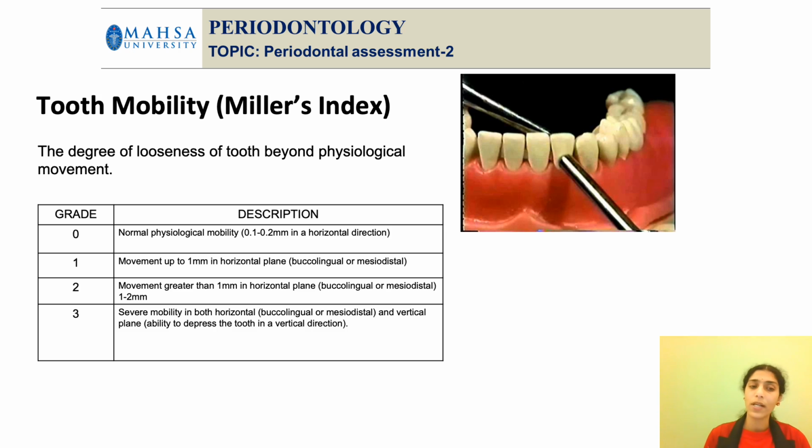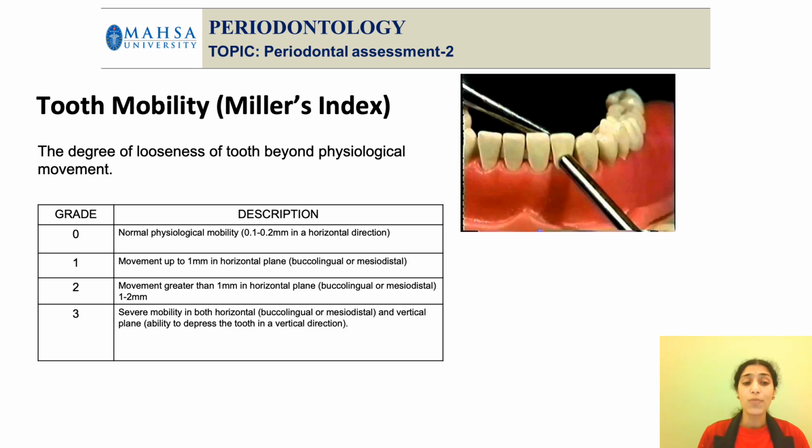It can be graded as 0, 1, 2 and 3. Normal physiological mobility in only the horizontal direction, about 0.1 to 0.2 mm, is considered as grade 0. Even the lower anterior teeth, because they're single-rooted teeth, may have some early morning tooth mobility when they're in hypofunction, because the whole night you are not chewing, so there is no active mastication. They tend to show some amount of physiological mobility, which is very normal. It is not pathological. That very minor mobility can be seen even under healthy conditions. That is called physiological tooth mobility, which we still grade as 0.